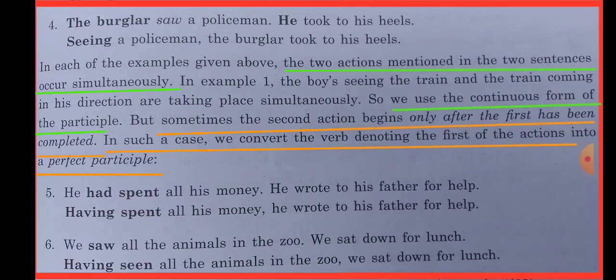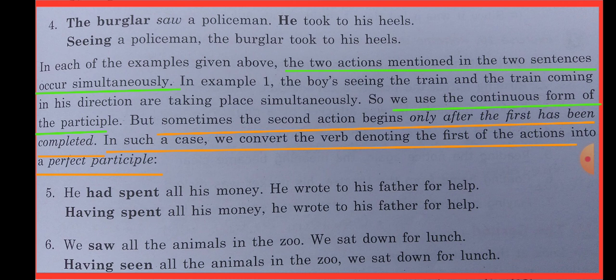But it is not so that we will always find such sentences where two actions are happening together. Sometimes we have to join those sentences in which one action is completed, and then another one is started. In such cases, we will use the perfect participle. Like: he had spent all his money, he wrote to his father for help. Now we use the continuous form of the participle because one action is in a continuous process. Like: having spent all his money, he wrote to his father for help.